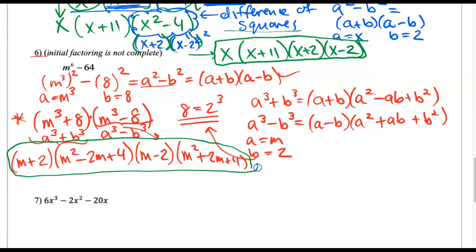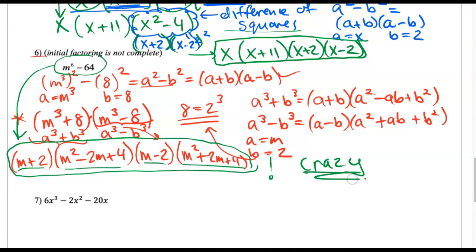for number 6. Isn't that crazy? Something so simple. It was just these two terms, m to the 6th minus 64. But when you factor, it factors into 1, 2, 3, 4 factors, and 2 of those factors have 3 terms. This one's crazy. You just want to say, guys, what's going on here? That's crazy. But it can happen. So always make sure that you have factored all the way. Check for things like difference of squares. Check for things like sum and difference of cubes.